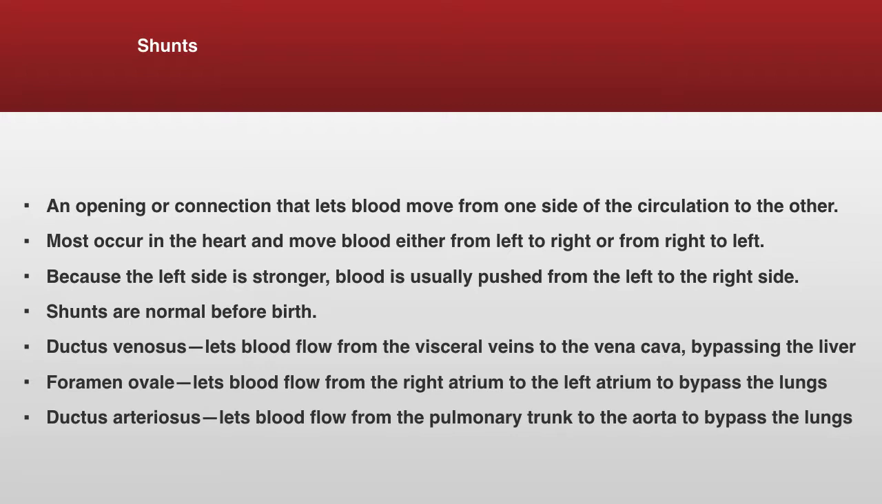Shunts are perfectly normal before you're born. We have the ductus venosus that lets blood flow from the visceral veins to the vena cava and completely bypass the liver. Then we have the foramen ovale that lets blood flow from the right atrium to the left atrium and bypass the lungs. Now you might say, oh no, it's not getting to the lungs. Well, before you're born, you don't need your blood to get to the lungs because the lungs don't have oxygen in them. You're getting your oxygen from the placenta.